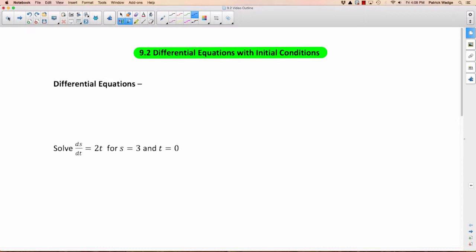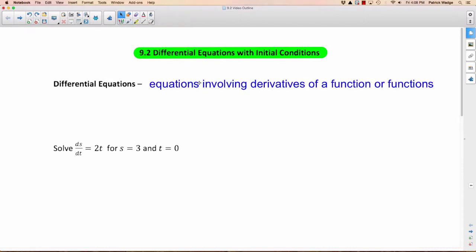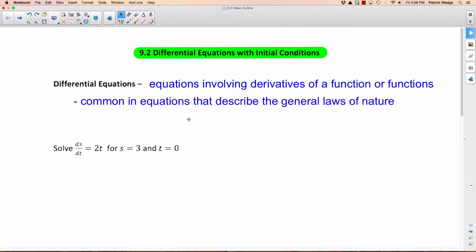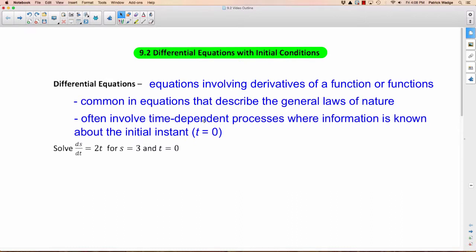What we're doing today are differential equations. So what are those? These are equations that involve derivatives of a function or functions. They're common in equations that describe the general laws of nature. So in nature, things aren't usually consistent, not constant, so there's often change involved. Differential equations often model those very well. And they often involve time-dependent processes where information is known about the initial instant, t equals 0. But it doesn't have to be the initial instant, it could be any instant. And we'll take a look at some of those too.